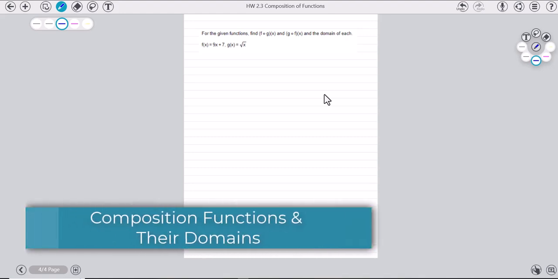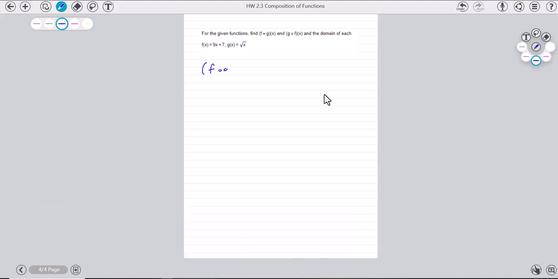Okay, let's look at this composition function, and they want me to find f of g of x. Now, I tend to write these to look like this, f of g of x, because it helps me see that g of x is the square root of x, so I can plug that in here. Everywhere I see an x, I'm going to simply plug in square root of x. So I'm going to get 9 times square root of x plus 7. Where you see an x is going to be square root of x plus 7. And that gives me my f of g of x.